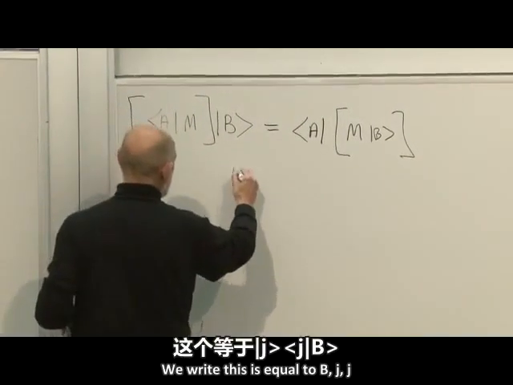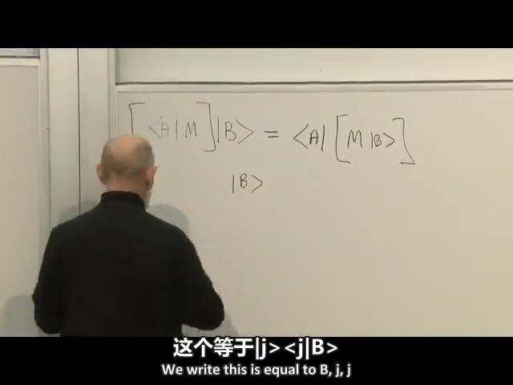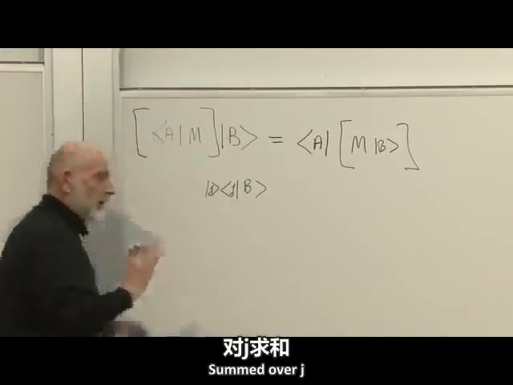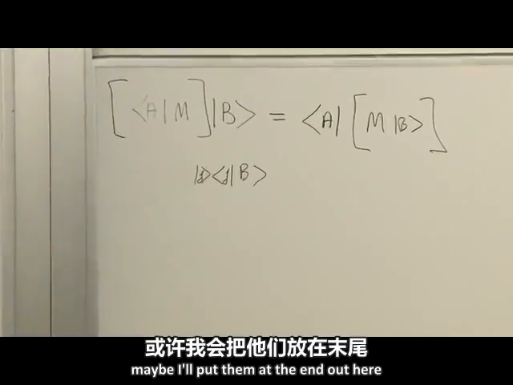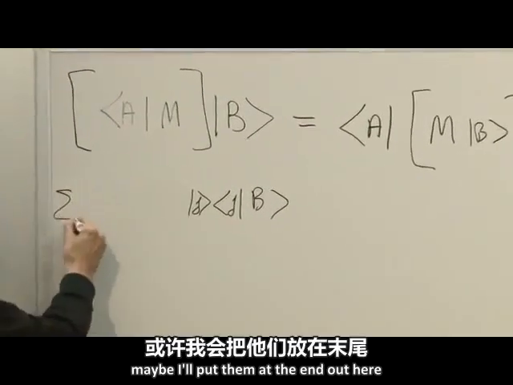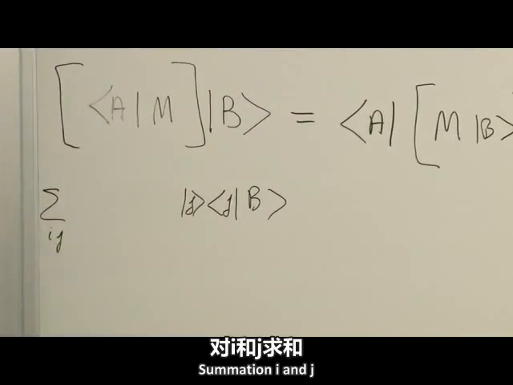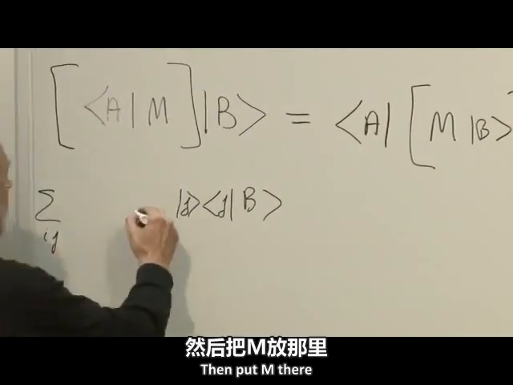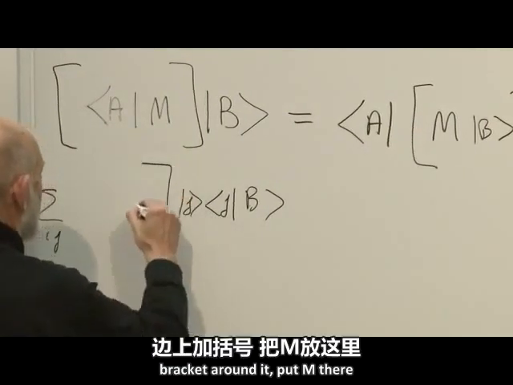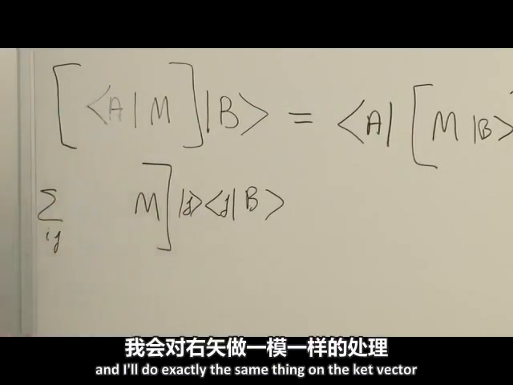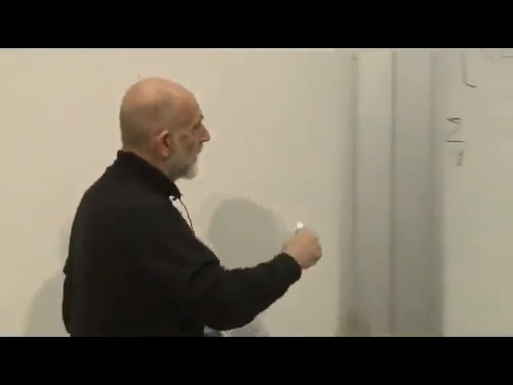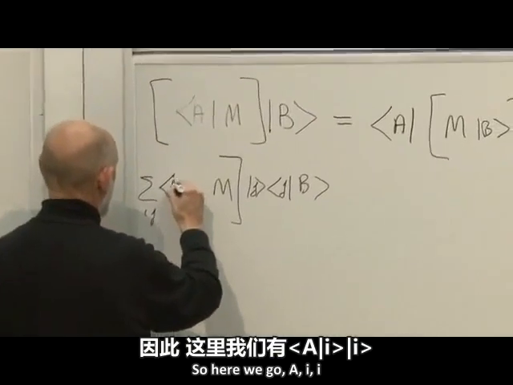We can write that this is equal to B, J, summed over J. I'm not going to write the summation signs. Maybe I'll put them at the end out here. Summation I and J. All right, so this is the same vector as B. Then put M there. Let's put the bracket around it. And now do exactly the same thing on the ket vector. Remember, the ket vector can also be expanded in the same way. So here we go. A, I.